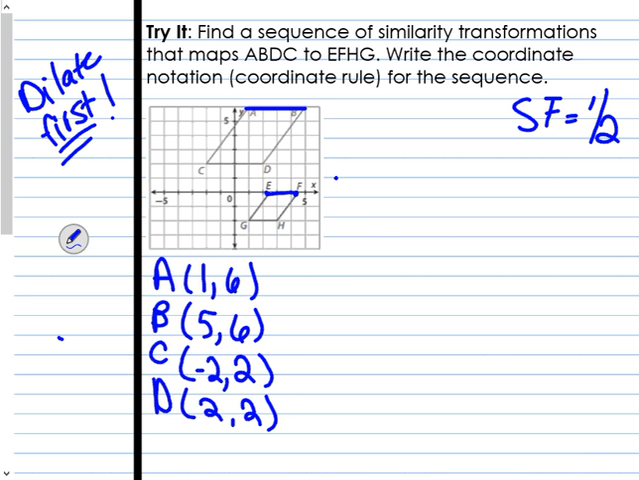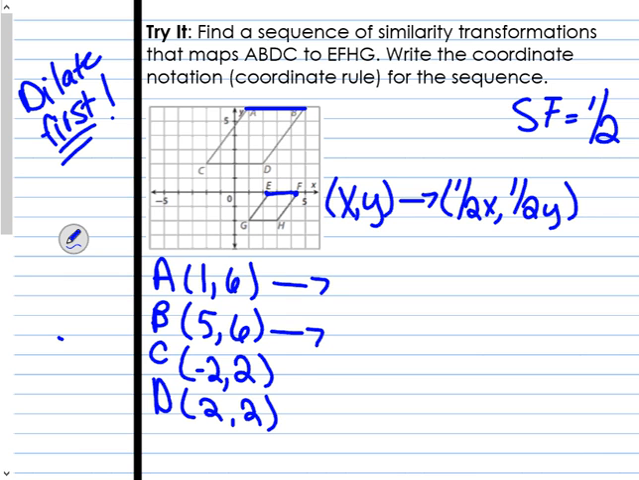So the first part of coordinate notation is always x, y. And then we found that our scale factor was 1/2. So our dilation is 1/2 x, 1/2 y. So I need to take all of my points and apply the scale factor to them. So I'm going to cut them in half. So 1/2 of 1 is obviously 1/2. Half of 6 is 3.